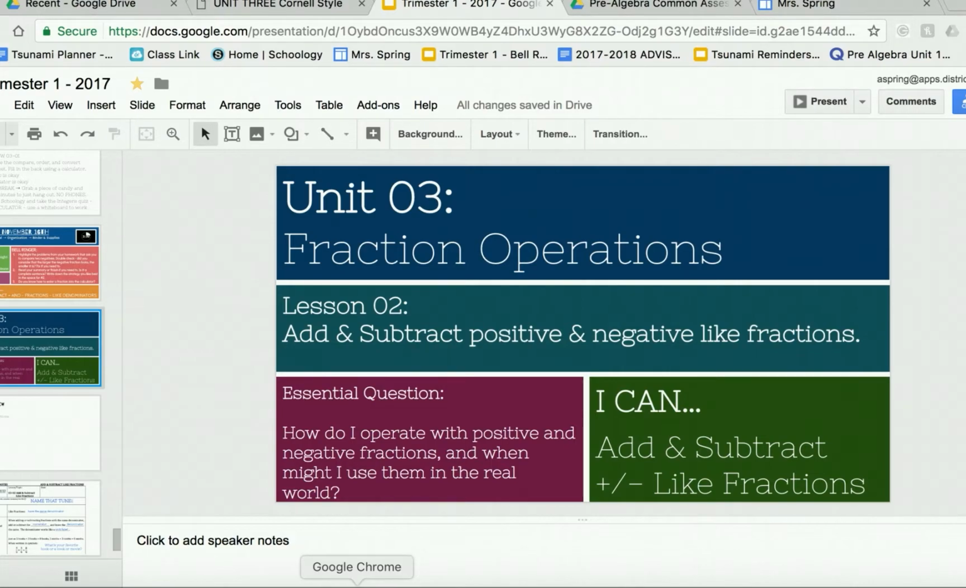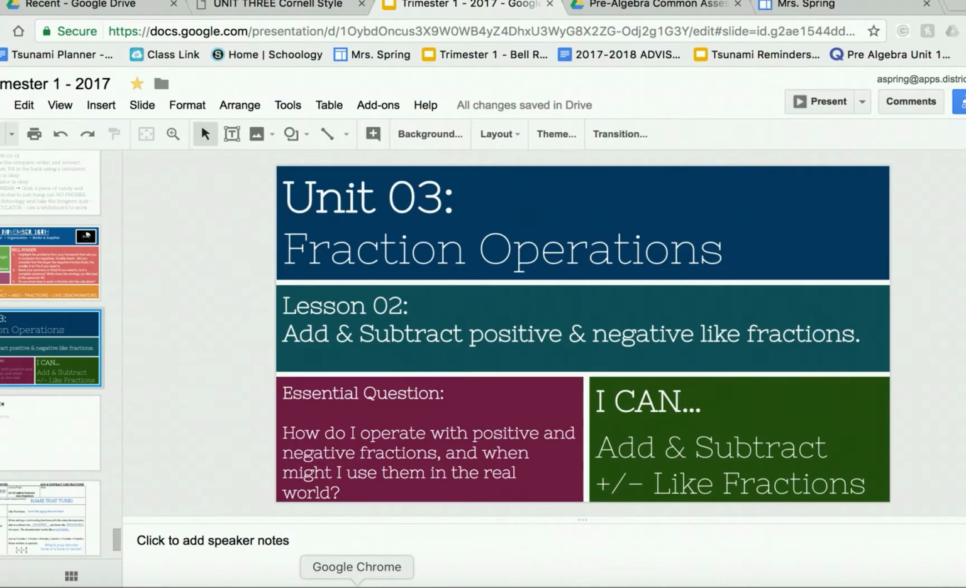So the essential question: how do I operate with positive and negative fractions, and when might I use them in the real world? By the end of today, I want you to be able to add and subtract positive and negative like fractions. I'm going to be bouncing back and forth. I have some notes that I want you to fill in, and then I'm going to show you a few examples.